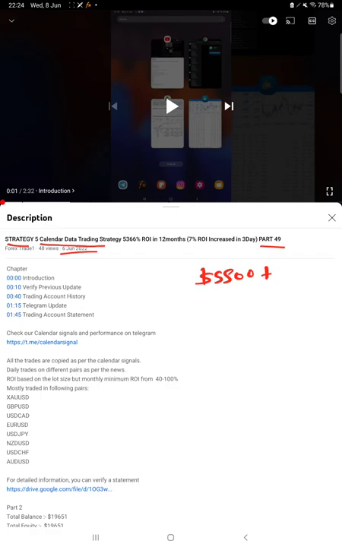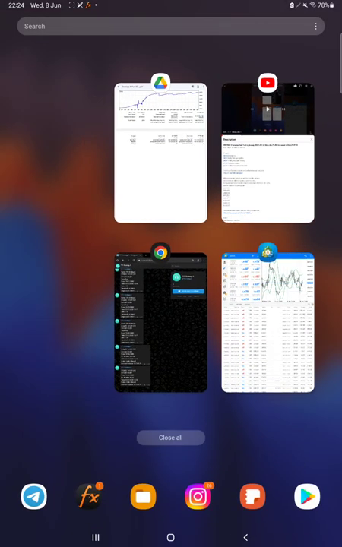For part one, it's been a very long journey, and as you know, in the YouTube description you can get the strategy details, profit update, and trading account statement to verify. So make sure you check the details.